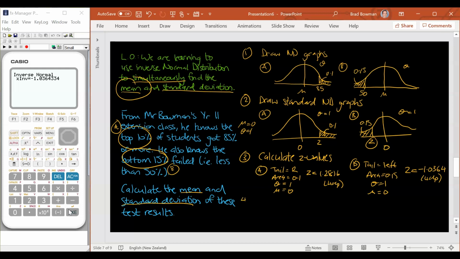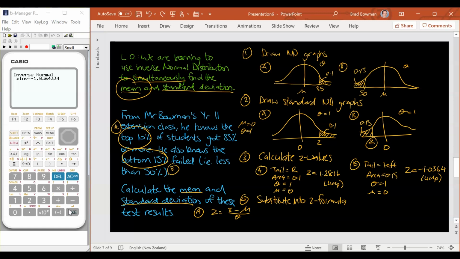So step number 4, we're now going to substitute into the Z formula. There we go. Okay, so for part A, we'll maybe move over here to save some room. Z is equal to X minus mean divided by standard deviation. So Z is over here.